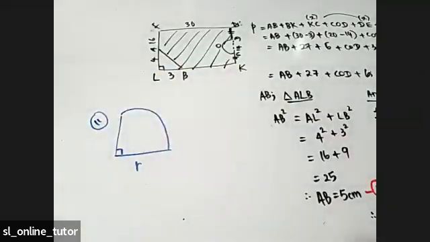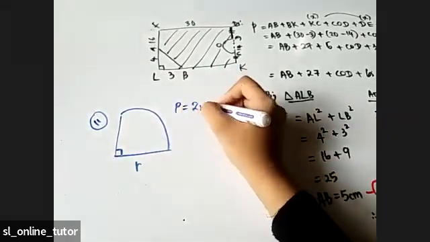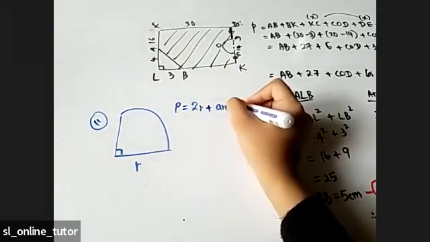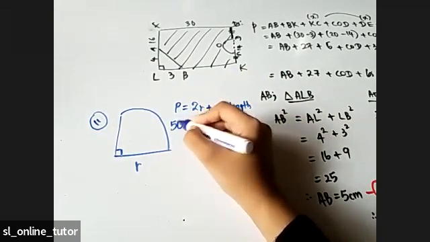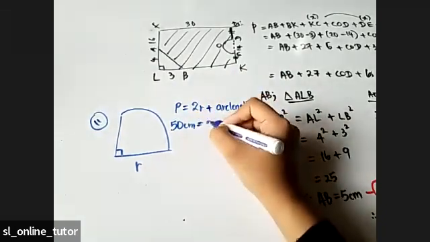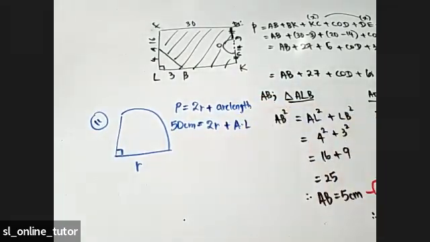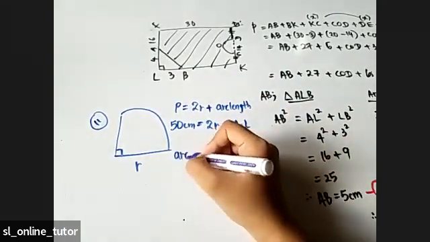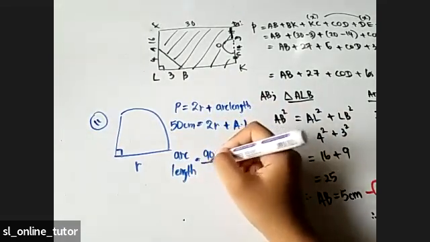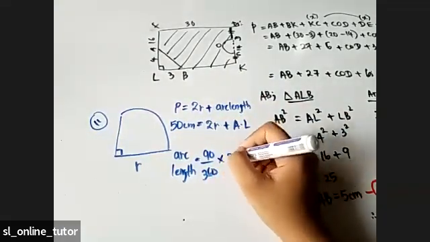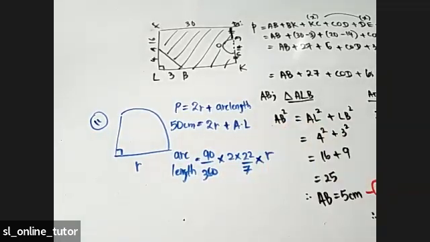They have said us to find the R. Perimeter is 50. Perimeter means what, children? The 2R plus arc length. Right, so perimeter is given as 50 centimeter. Radius only we have to find, but arc length we can find easily. So first we'll find the arc length. What is the arc length here? 90 upon 360 into 2 into 22 upon 7 into R.